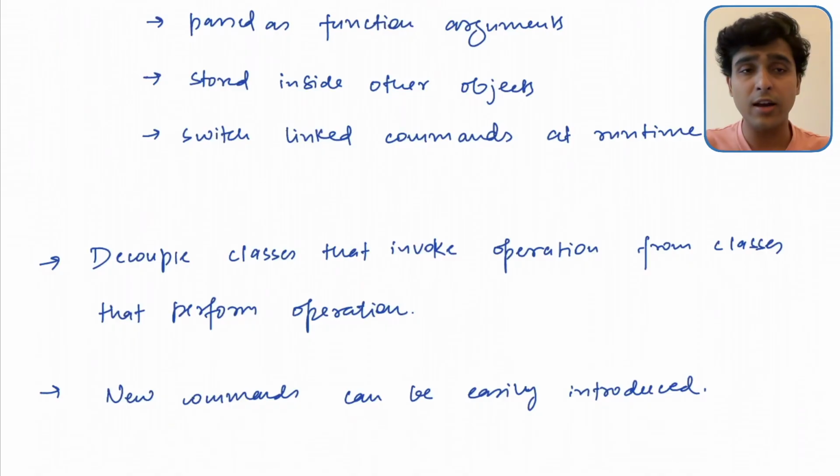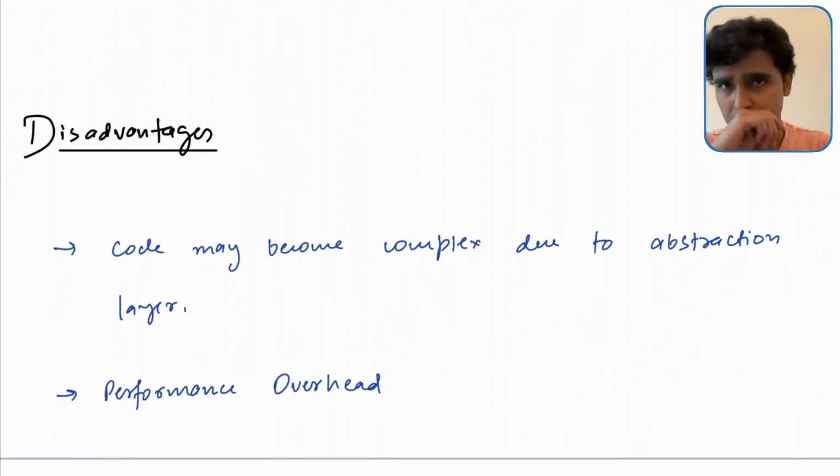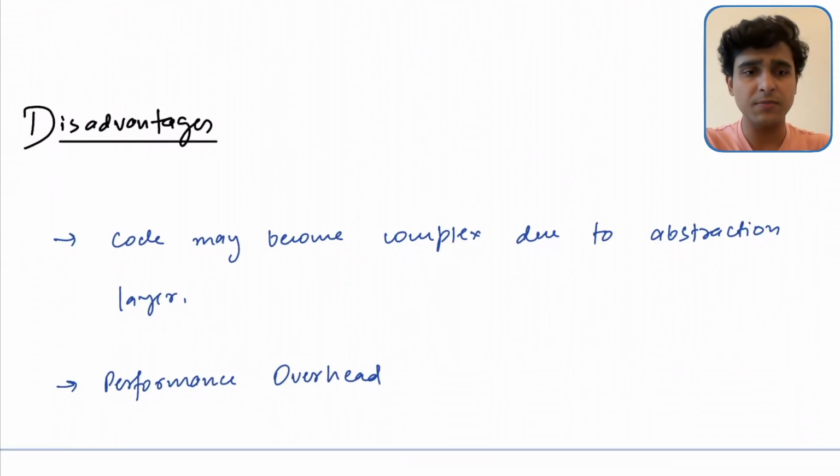It also is a single responsibility principle, right? The class which is invoking the operation, which is the remote, and the class which actually performs that operation, which is a device, are now two different classes. They're decoupled, and new commands can be easily introduced. We already know this. Now let's come to disadvantages.